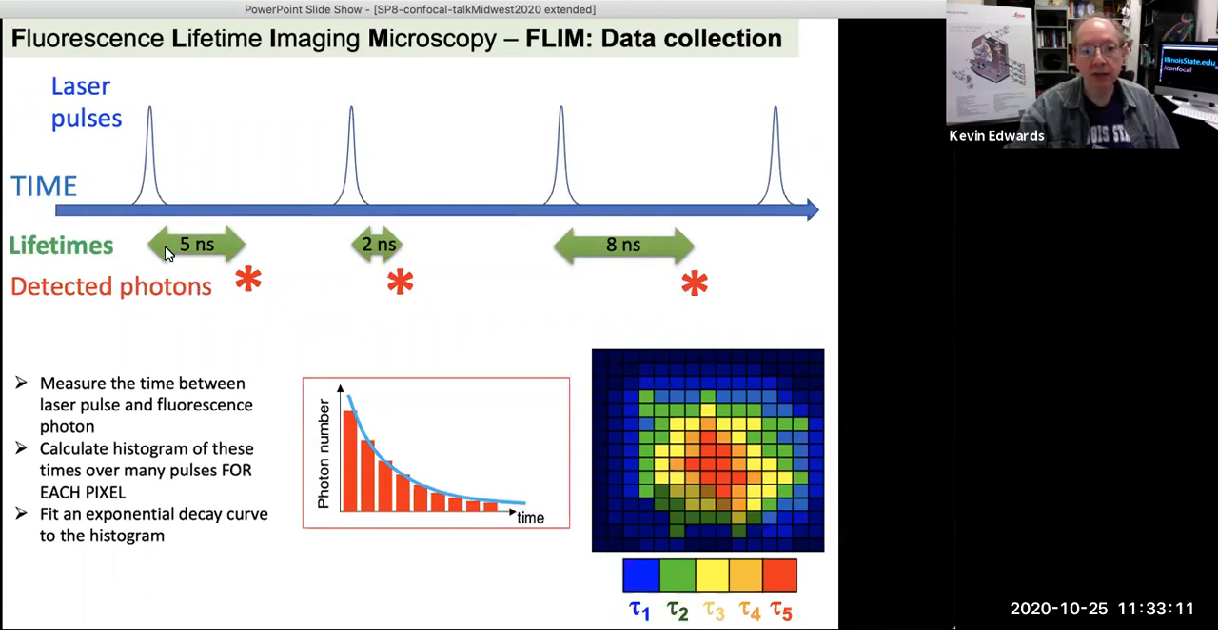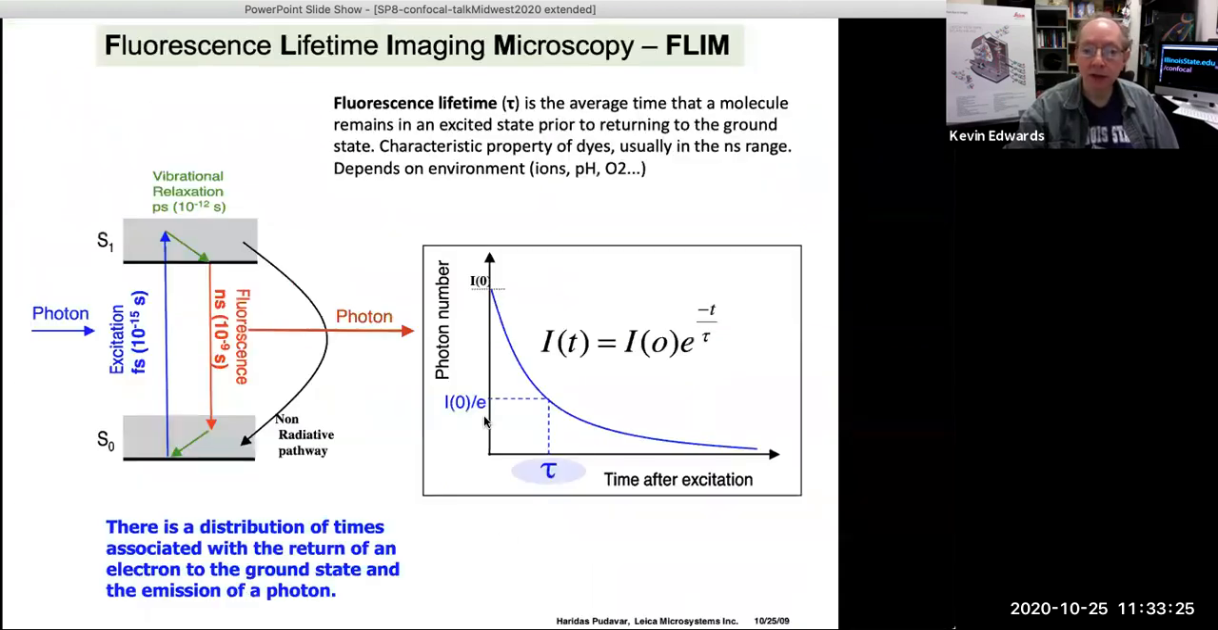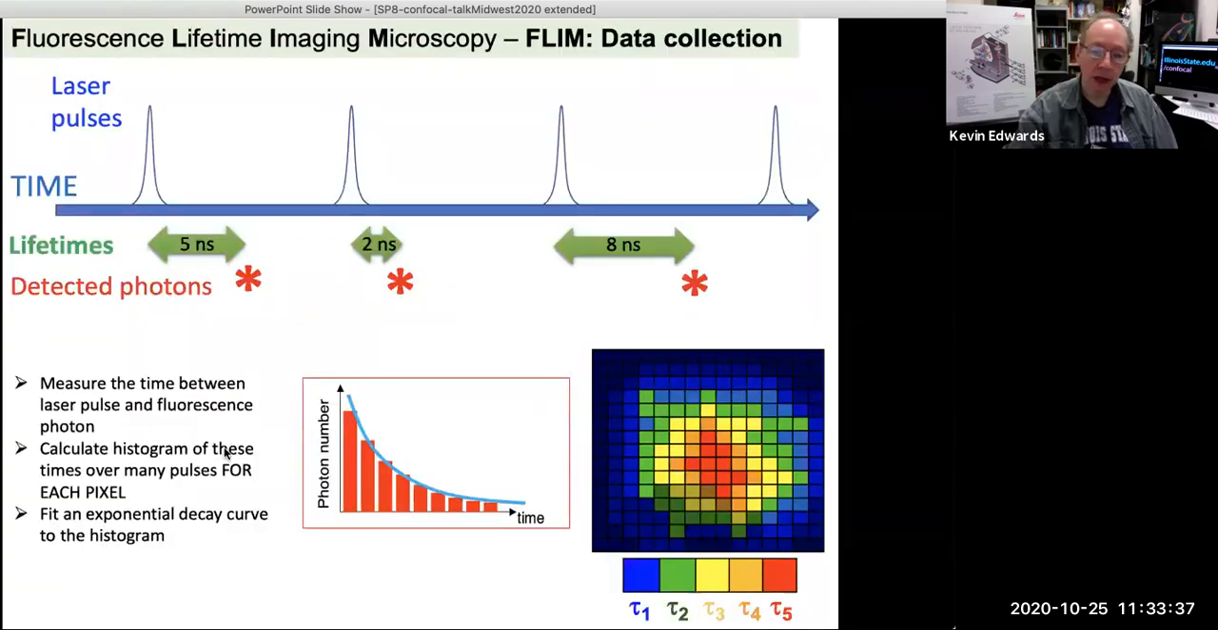Now you could swamp out the system by having lots of photons coming in, so you want to dial it back so you only get maybe 1 or 2 photons per pulse. All of these timings are collected and plotted, and that's what gives you this type of decay curve. Most of the photons will come out early, but then this will tail off. Some of the photons will be a bit slower to arrive. Then we can calculate tau, and we can color code the image spatially based on the lifetimes. Blue will be dyes where the photon comes out very fast, and red will be dyes where the photon comes out more slowly.